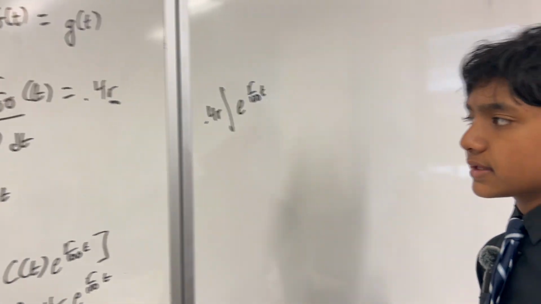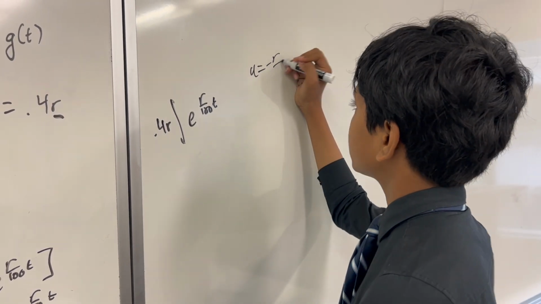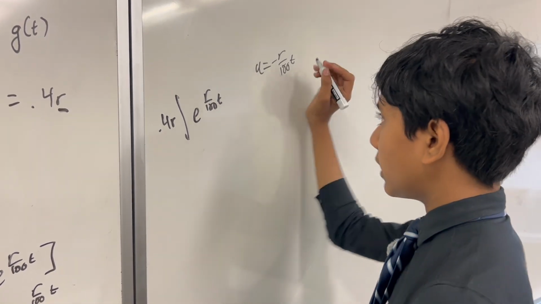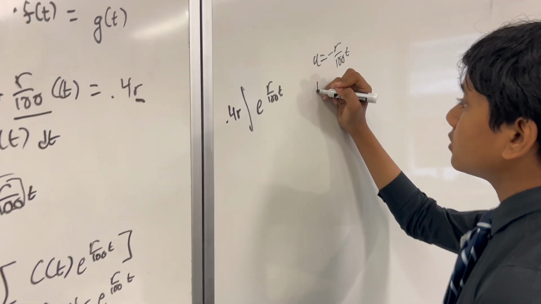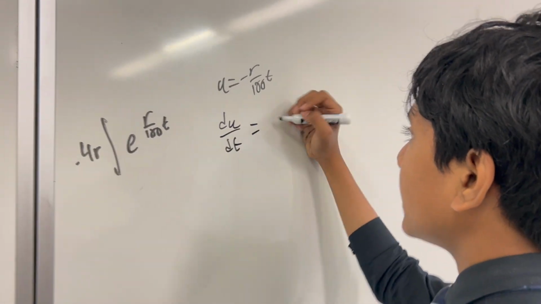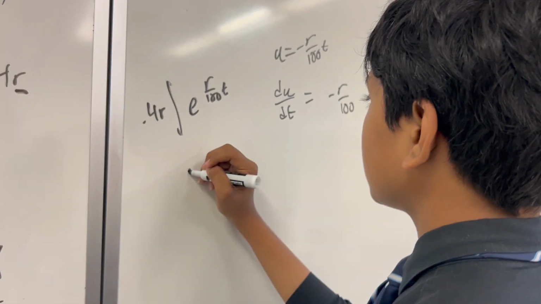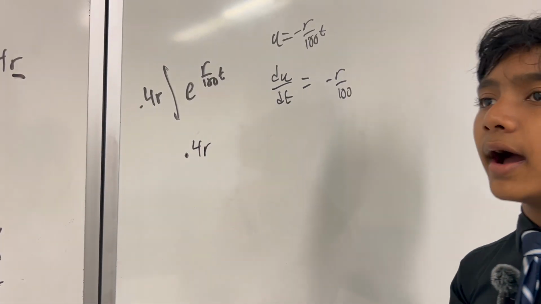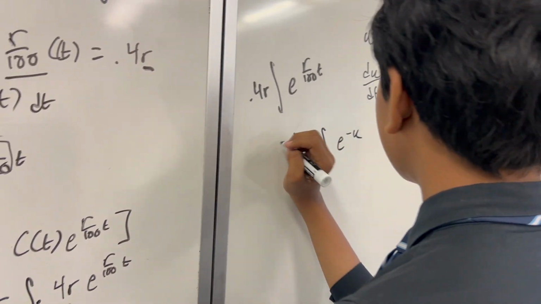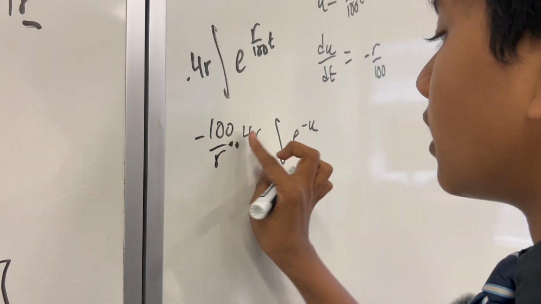Now you could integrate this as is if you're a masochist, but I'm going to make the u substitution, u equals minus r over 100 t, so that we can integrate this quite a bit easier. Then du/dt is minus r over 100, obviously. So that means all we have to do is divide, and suddenly we get e to the minus u, and then a minus 100 over r right outside, times the 0.4r.